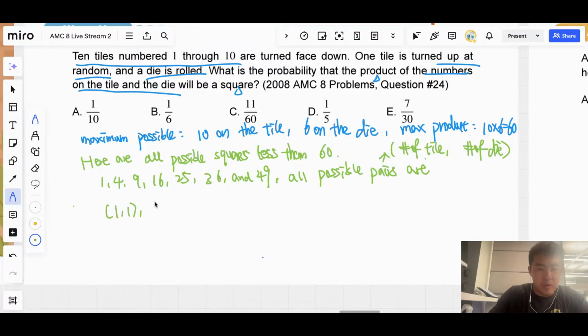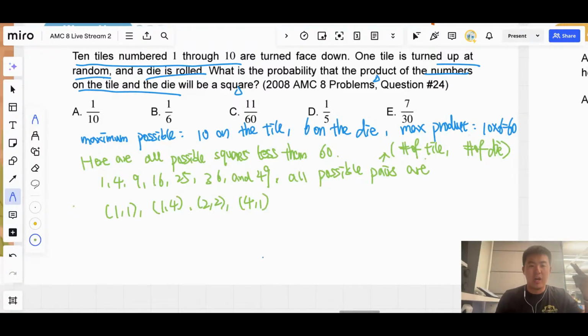So the first one is 1, 1. Then it can definitely have 1, 4 to come with a square of 4. I can have 2, 2. Then we can have 4, 1, right? 1, 4 and 4, 1 are two cases. 1, 4 means 1 shows up on the tile, 4 shows up on the die. While 4, 1 denotes that 4 is on the tile, while 1 is the number shown on the side of the die.